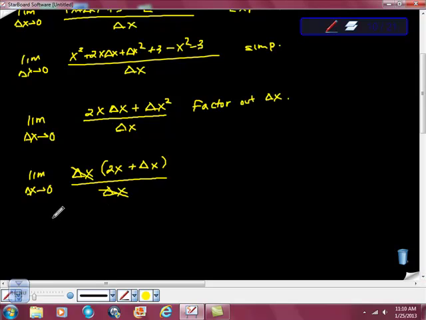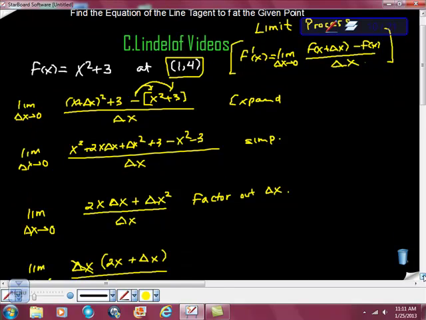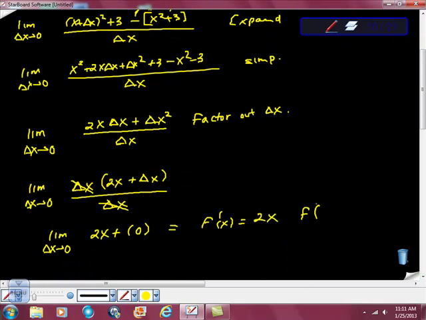So we get that the limit as the change in x approaches 0 of 2x plus change in x, but I'm going to go ahead and let it equal 0, is equal to the first derivative, f prime at x, is equal to 2x. And that's just what we thought it was going to equal. Now what they've done is they've given us a point, the point up here, 1, 4. So we're going to take this x value and plug it in. We're going to take f prime at 1, which is equal to 2.